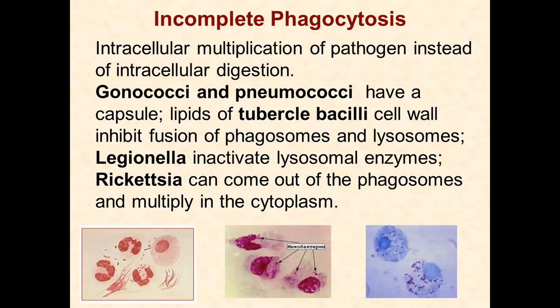Mycobacterium tuberculosis contains a high concentration of lipids in its cell wall, and it inhibits the fusion of phagosomes and lysosomes. Bacteria like Legionella can inactivate lysosomal enzymes, and small intracellular parasites, Rickettsia, can come out of the phagosomes and multiply in the cytoplasm. And here you see gonococci inside a phagocytic cell, and this is multiplication of mycobacteria inside macrophages. And here is Rickettsia multiplying in the cytoplasm.